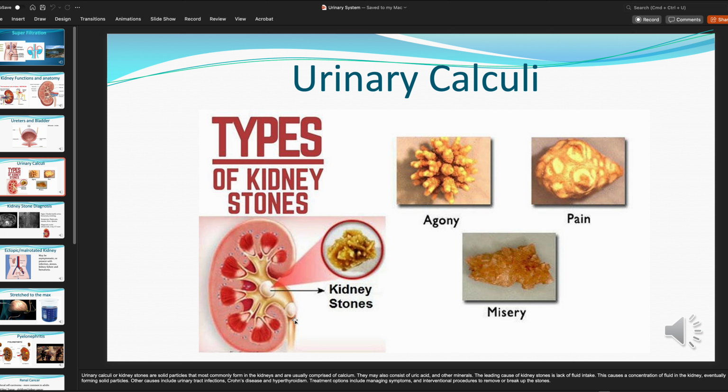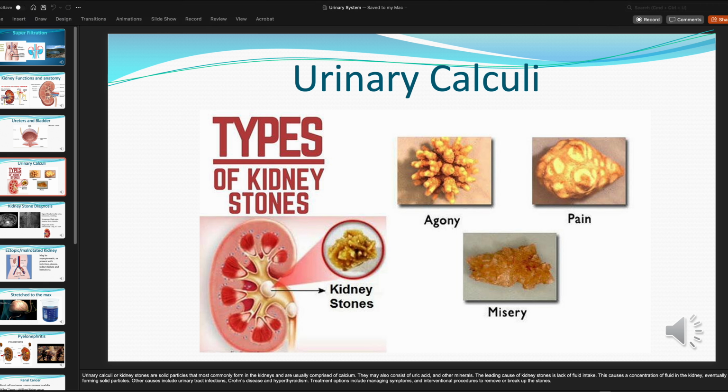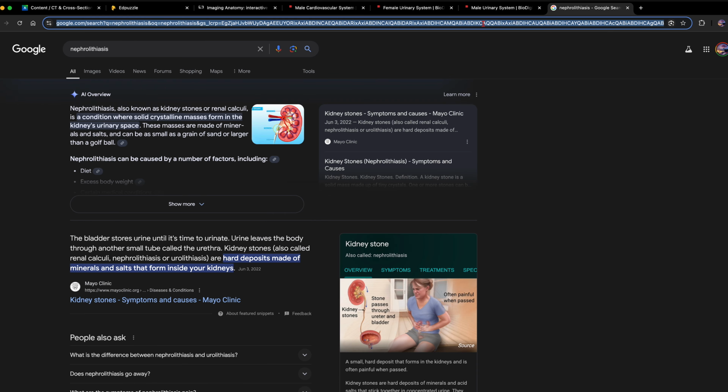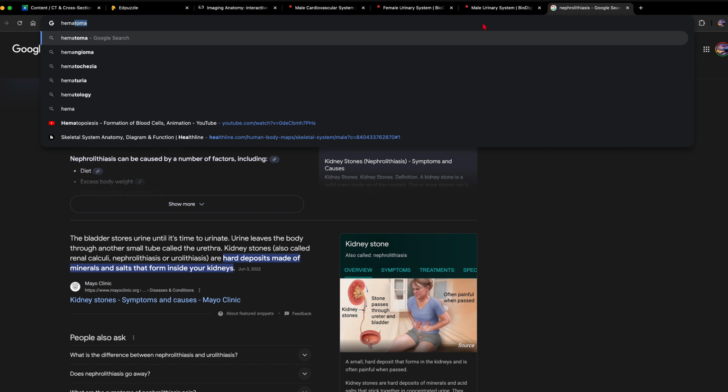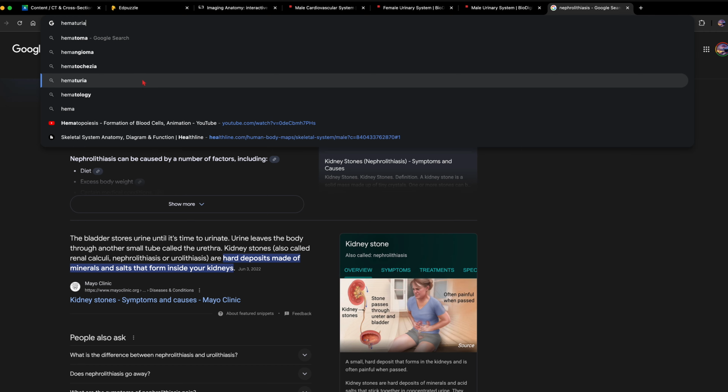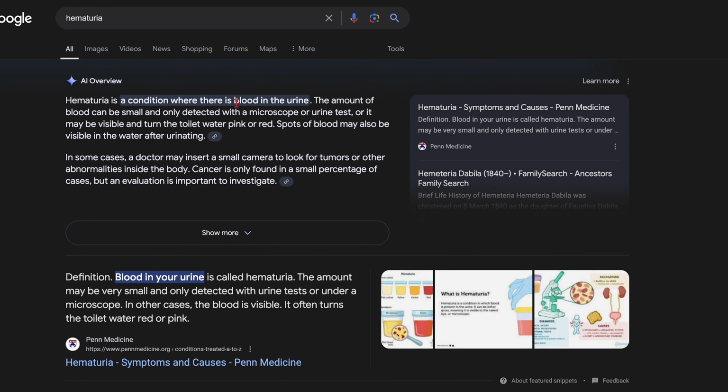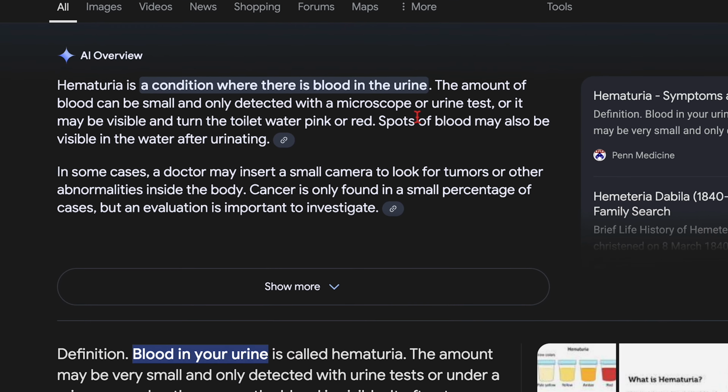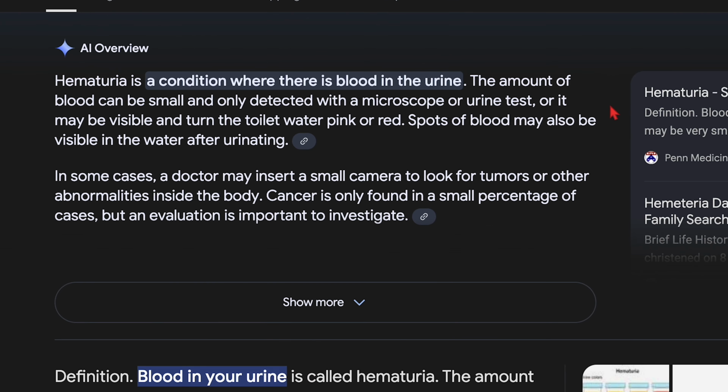And on its way down, it can scrape the walls of the ureter and cause what's called hematuria. Let me pull it up on the screen for you. Hematuria. That just means blood in the urine. So if you have visible blood in the urine, that's a serious problem.